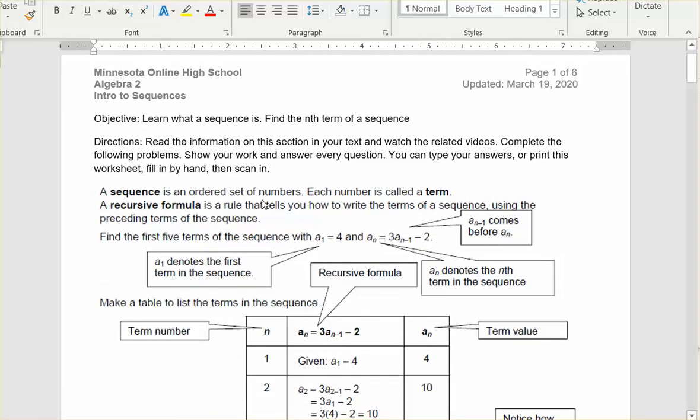In this video we are going to look at an introduction to sequences and talk about how we form them. And then later this week, we'll look at arithmetic and geometric sequences and series.